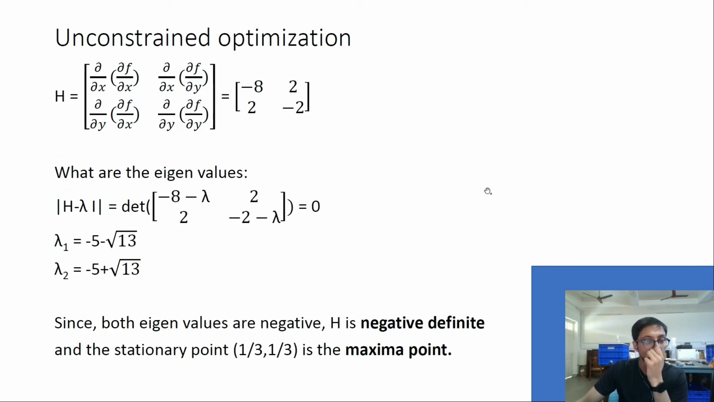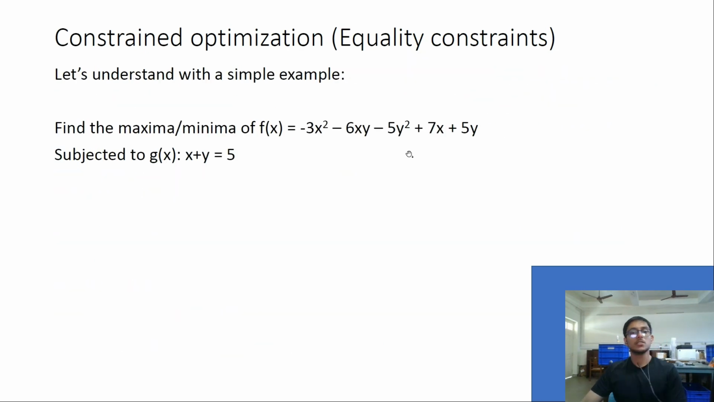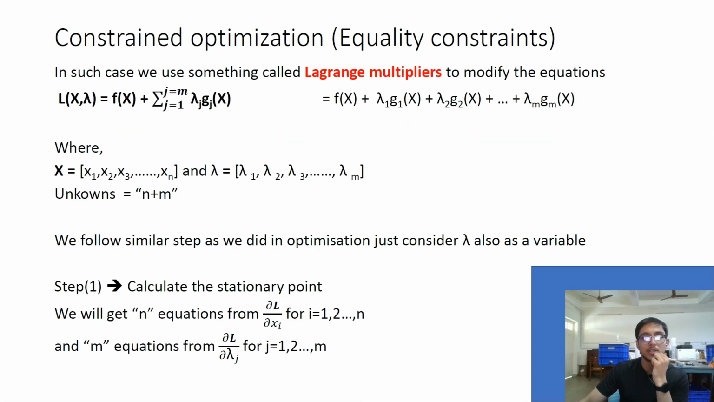So where were we? We were in this. So let's take an example. You know what? Actually, it's already 5. What you guys can do is note down this particular question. We have to check whether this is a maxima or minima. This particular function f(x) is subjected to the equality constraint g(x), that is x plus y is equal to 5.